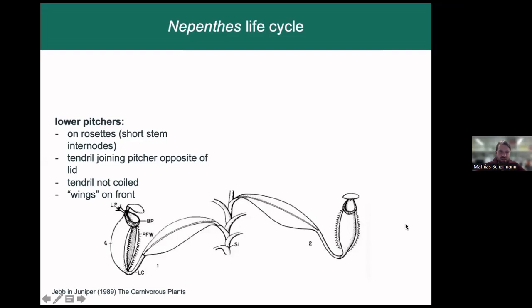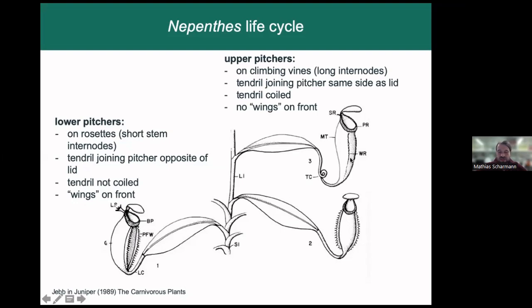Then after the seedling stage, typically they go to a rosette stage, where they make the so-called rosette pitchers or lower pitchers. They are characterized by short internodes. The plant doesn't climb; it's just growing near the ground. Here we see the rosette pitchers of a Nepenthes. Early in the life cycle, it just grows near the ground, and the tendril is facing away from the lid insertion, so the opening of the pitcher is facing towards the stem. And then later in life, it will start climbing, and the pitchers are totally different, where the tendril joins the pitcher from the back, at the same side where the lid is.